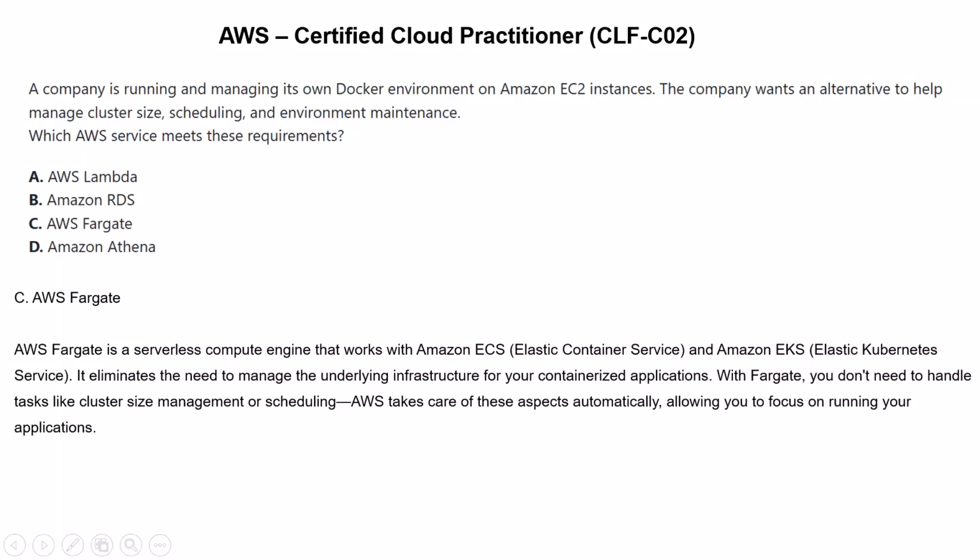AWS Fargate is a serverless compute engine that works with Amazon ECS, which is the Elastic Container Service, and Amazon EKS, Elastic Kubernetes Service. It eliminates the need to manage the underlying infrastructure for your containerized applications. With Fargate, you don't need to handle tasks like cluster size management or scheduling. AWS takes care of these aspects automatically, allowing you to focus on running your applications.